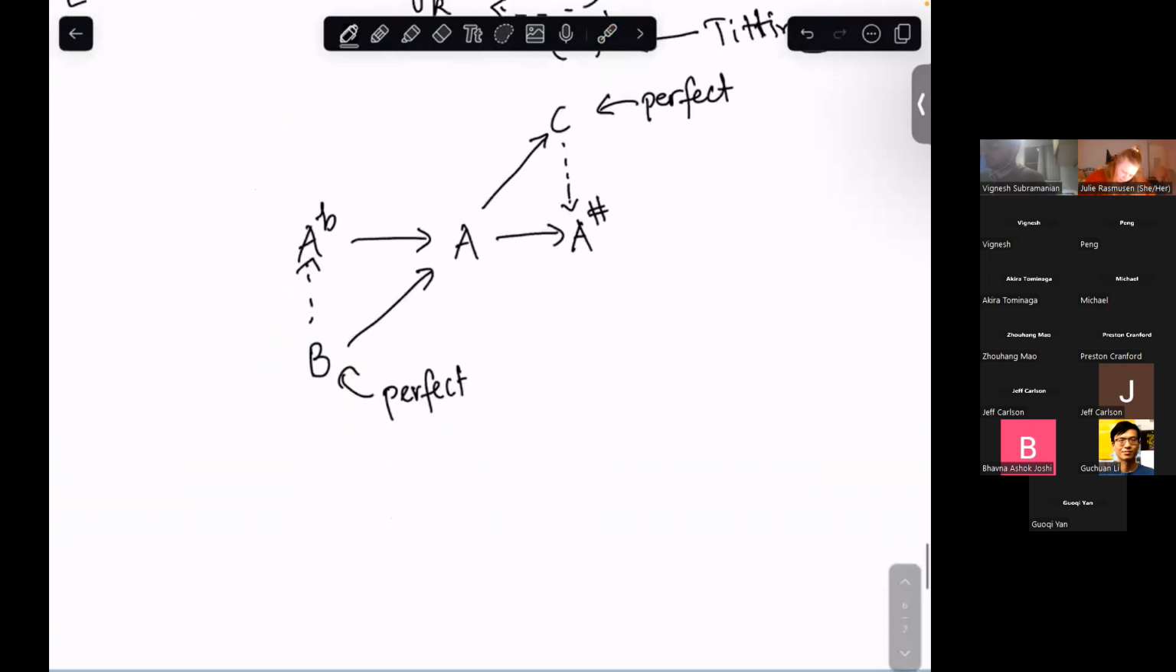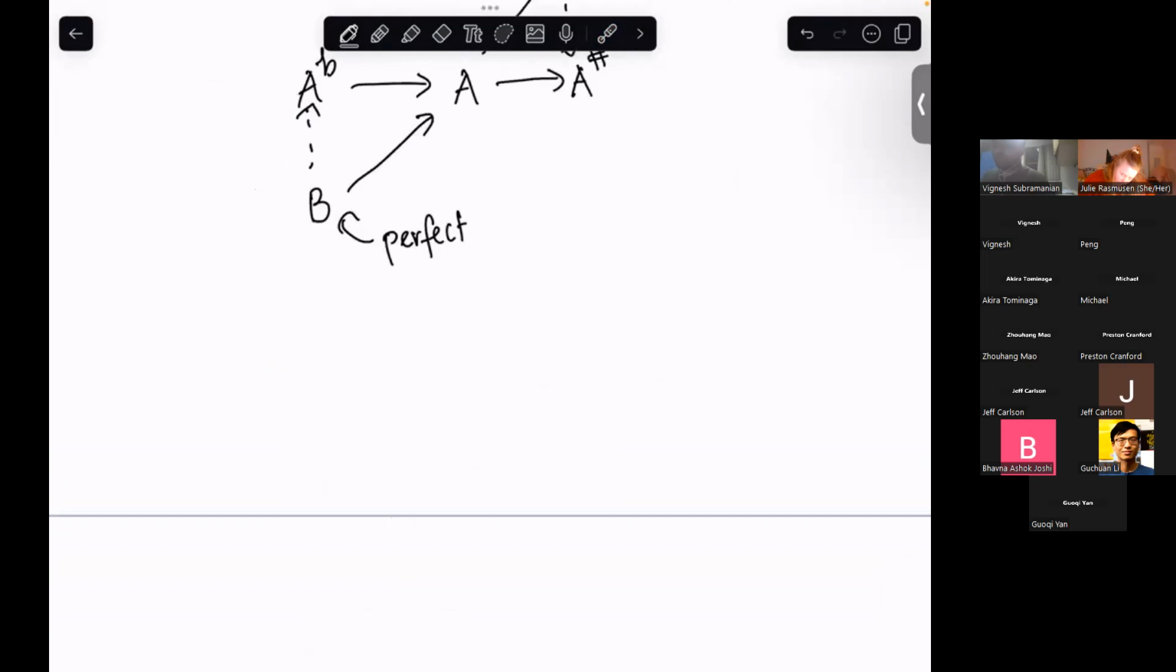And so the question is, what are the homotopy groups of this tilt? So here's the theorem.